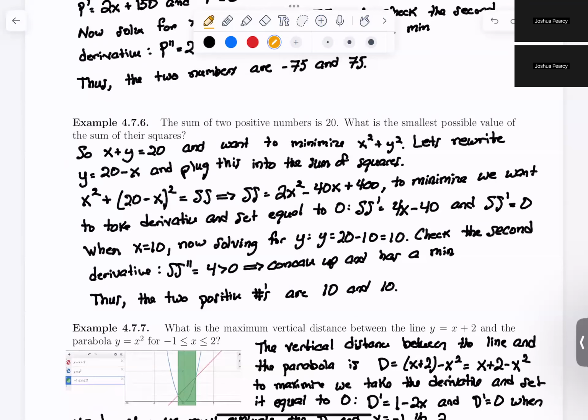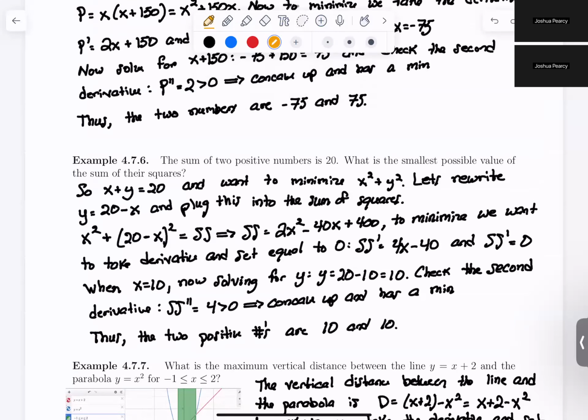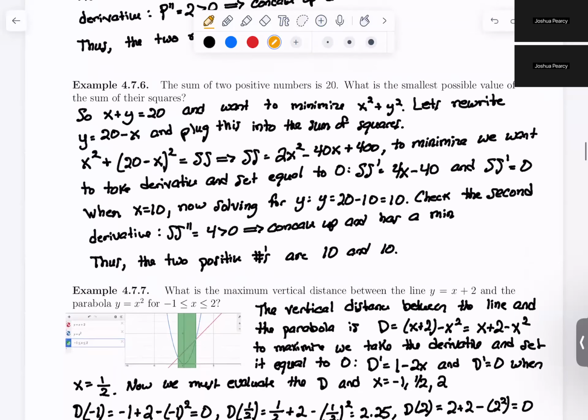So what I first did was I rewrote this top equation here, where I just have y in terms of x, right? When I do that, y equals 20 minus x, and then I plug this y back up here into the sum of squares. So when I do that, I write out the expression for the sum of squares, and if I simplify it, I get that 2x squared minus 40x plus 400 is the formula for the sum of squares in terms of x. So now to minimize this again, we take the derivative and set it equal to 0.